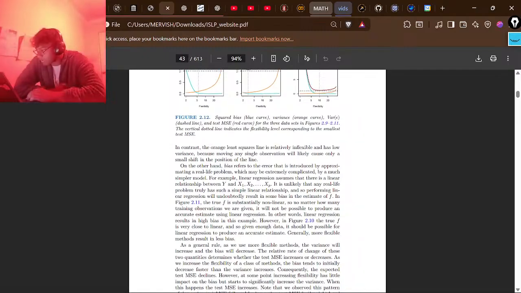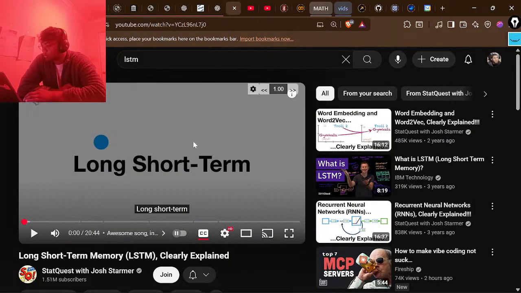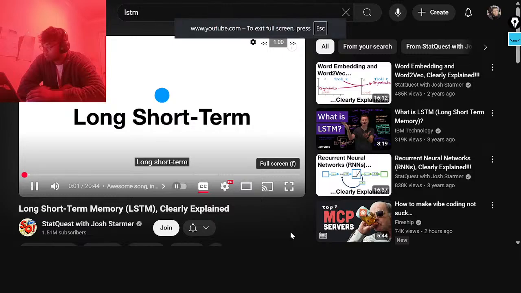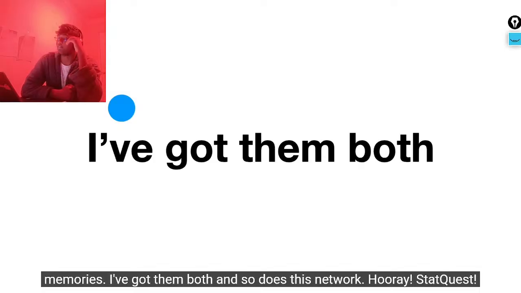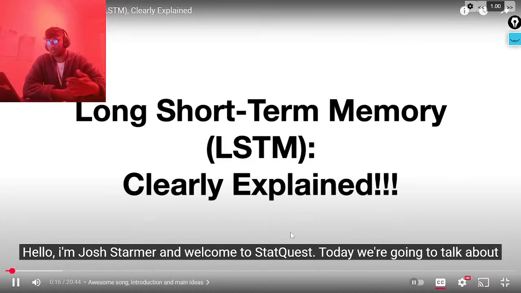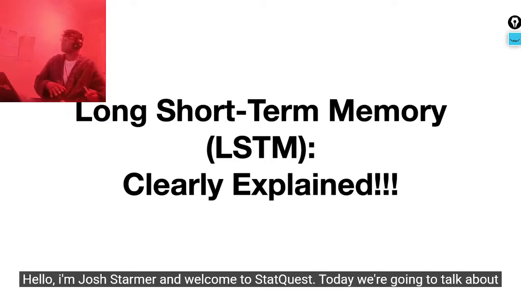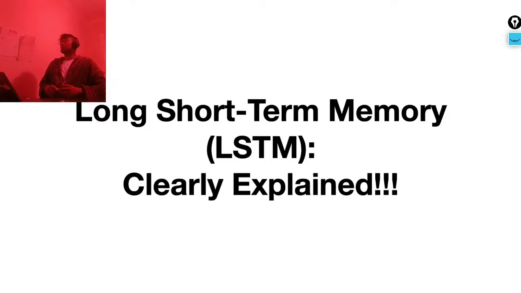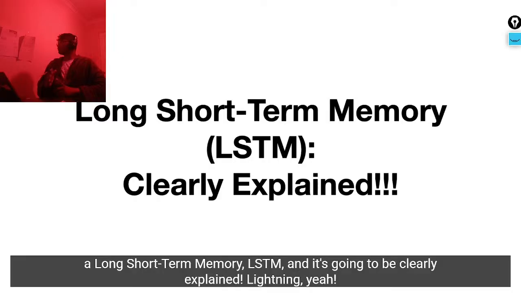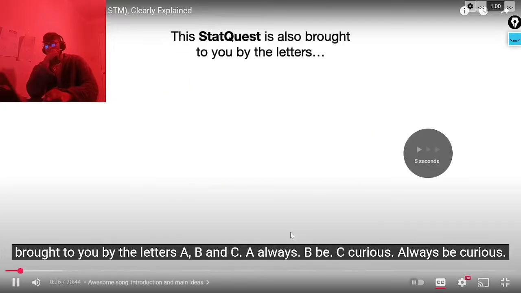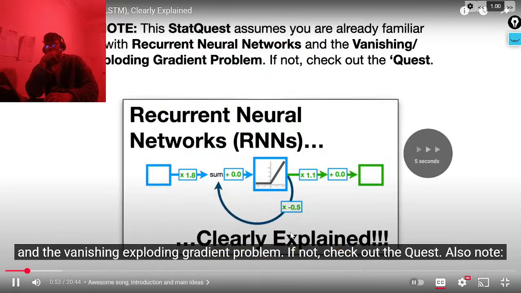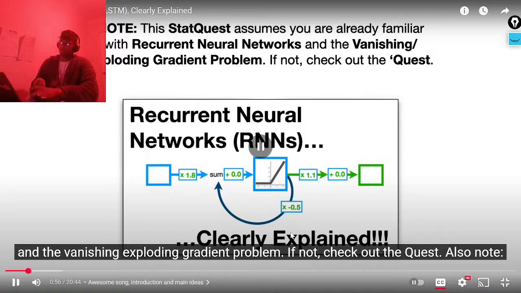In contrast, the orange least square lines is relatively flexible. Okay, what is this? Short term memories. I've got them both. Oh, I'm Josh Starmer and welcome to StatQuest. Today we're going to talk about long short term memory, LSTM, and it's going to be clearly explained. Always be curious. Radiant problem. If not, check out the quest.